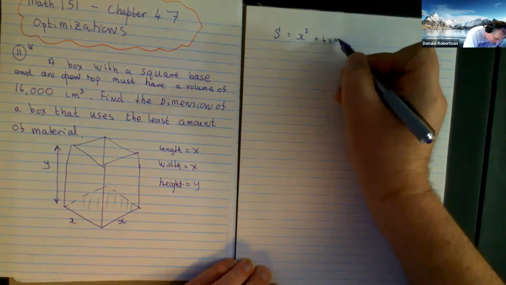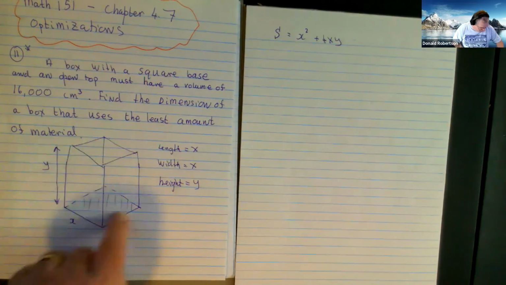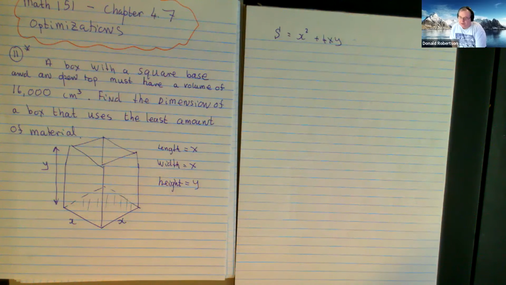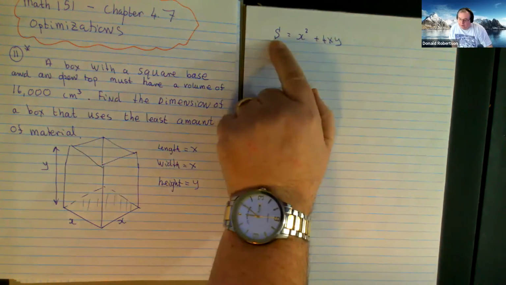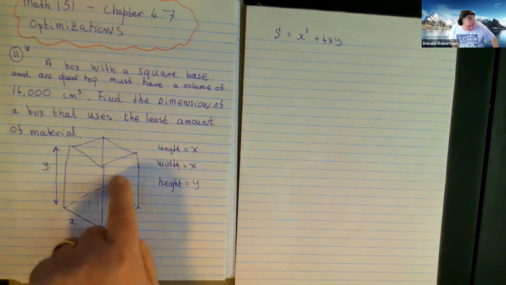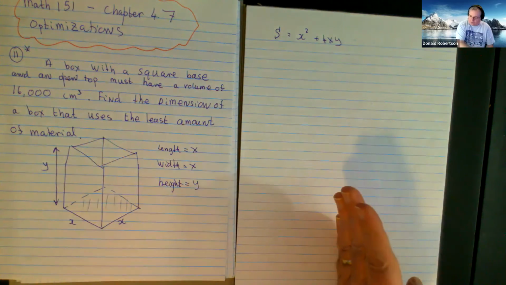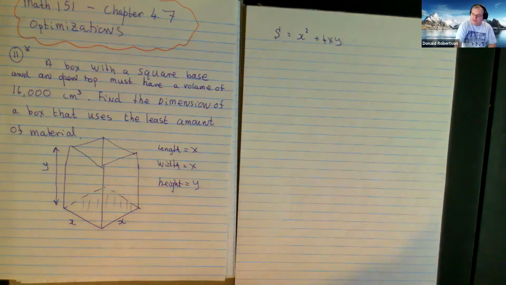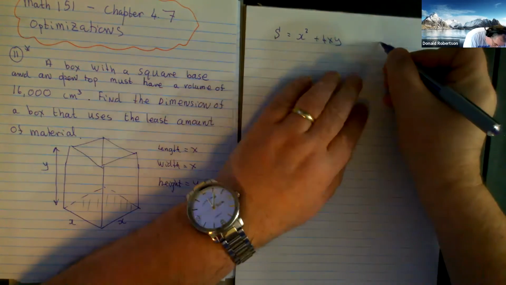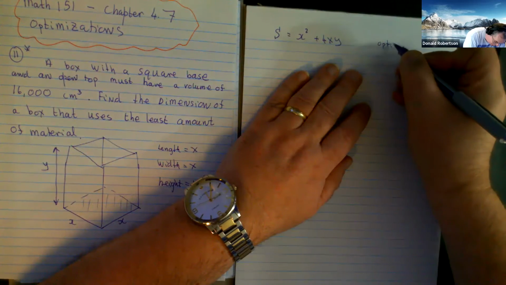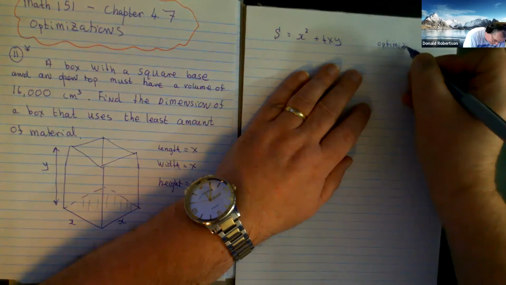Are you happy that the total surface of this shape, the material, is X squared, the bottom, plus 4 rectangles, 4XY? Are you comfortable where I got that? The floor and 1, 2, 3, 4 sides, right? 4 rectangles, each rectangle X times Y. Now, this is the function that we are going to try and minimize, the optimization function, right? That's the one.